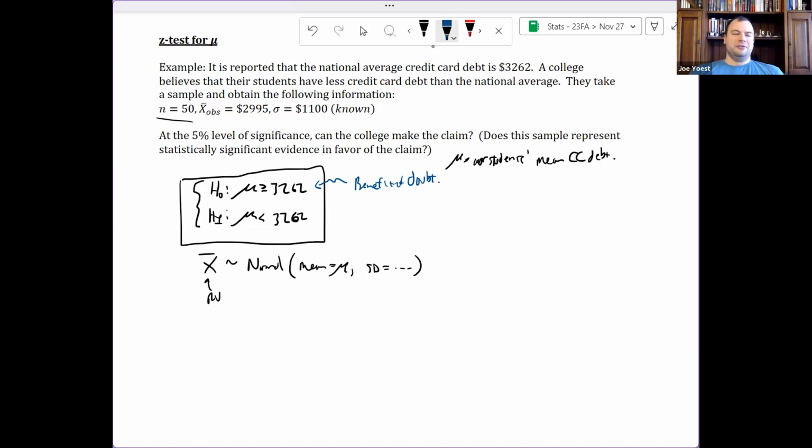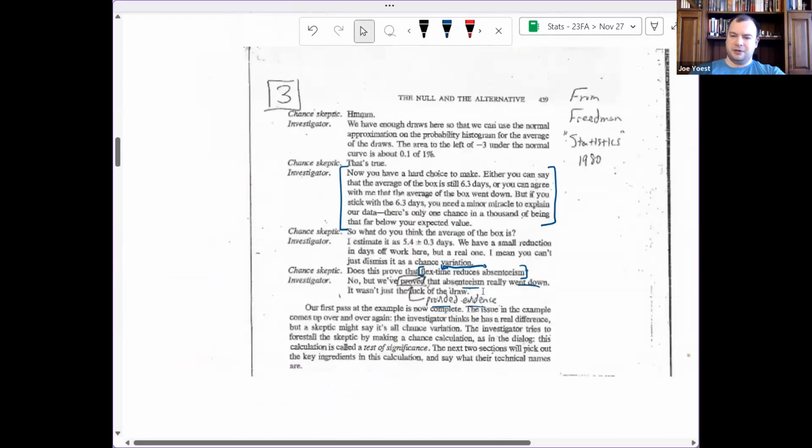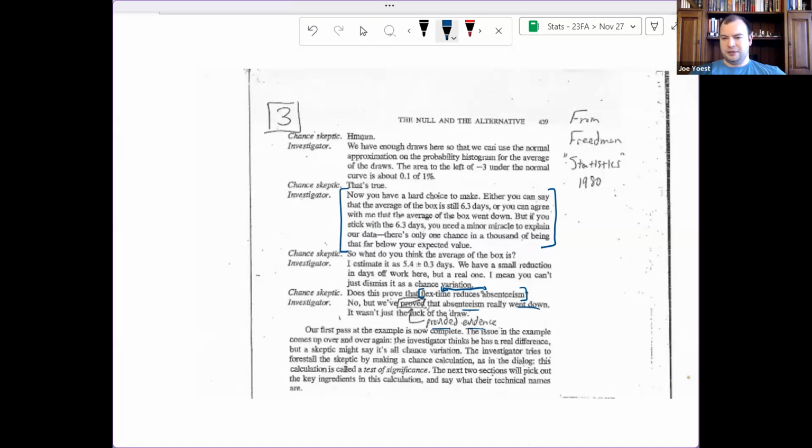In other words, we assume that H naught is true, and then we evaluate how strange the data would be, how strange it would be to get such data if H naught was actually true. Let's go back up here just to remind ourselves of that. We said you have a hard choice to make.